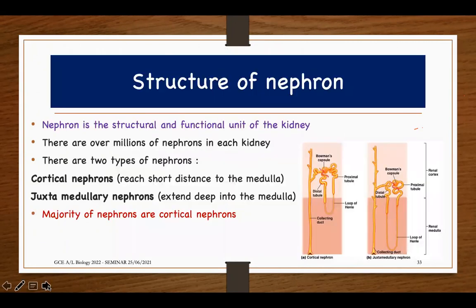Then the structure of the nephron. Now we are coming into the deep part of the kidney. All this time we were talking about the gross structure, what you can see from the outer surface. Now we're going into the kidney and talking about the structure that forms a kidney. The nephron is the structural and functional unit of the kidney.